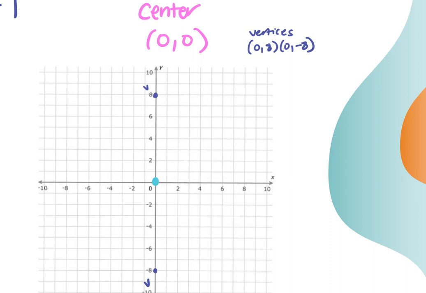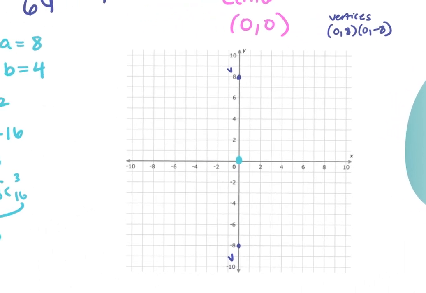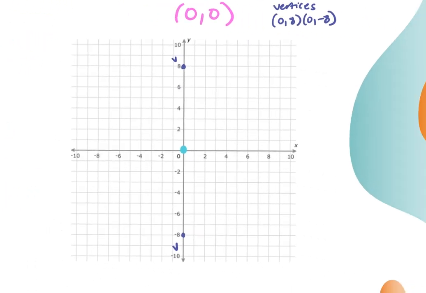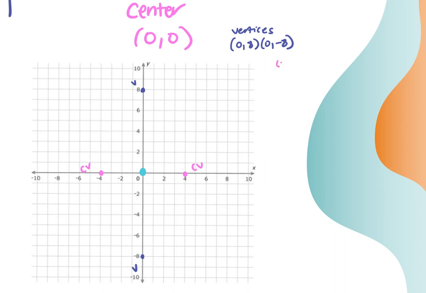Then I go right and left my B, and my B was 4, so I go right and left B, and those are my co-vertices. How did you get 8? A squared was 64, so A is 8, and that's going to be your major axis, so that's your vertices.